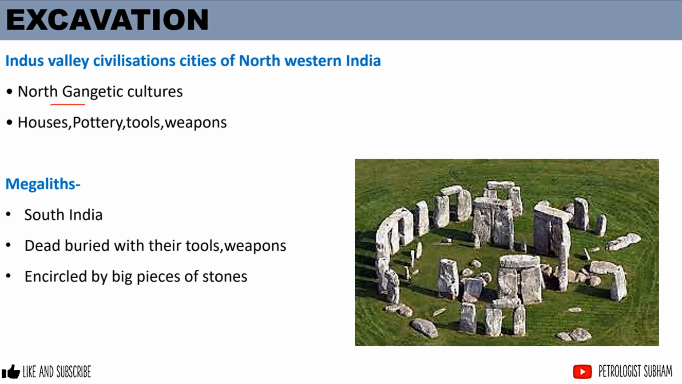Northern Gangetic cultures, where we found what? Houses, potteries, tools, weapons, and also some megaliths. What are megaliths? The direct meaning you get from megalith is large stones. Okay, large stones. So some of the megalithic structures are also found in India, like caves and all. Okay, and one of the important megalithic structures in the world is Stonehenge, right? A very old and very beautiful example of prehistoric humans, right? They have set it according to the sun calendar they used, right?